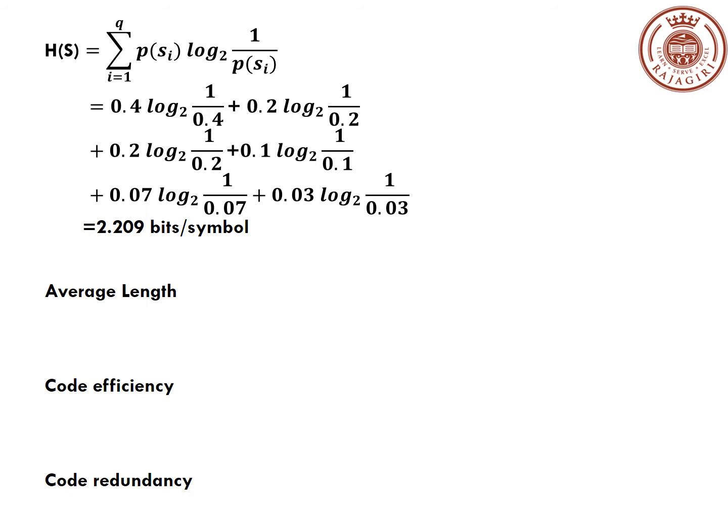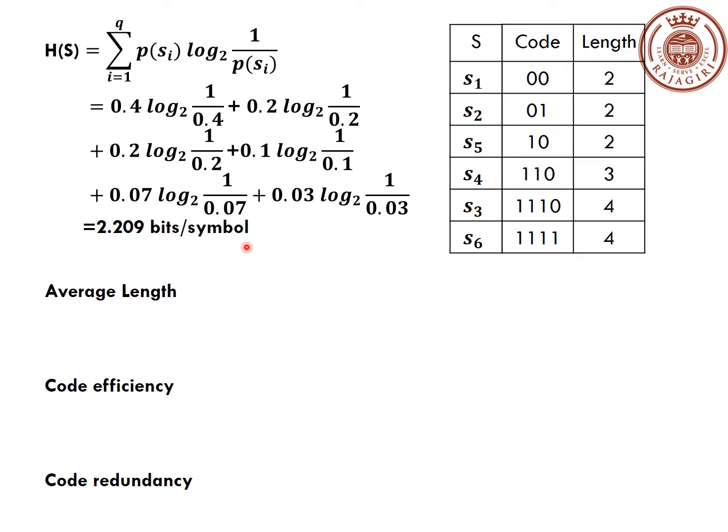The entropy of the source is given using the equation H(S) = sigma i = 1 to q, p(si) log 1 by p(si). So we know the probabilities of each and every symbol, and with that, I can find out the entropy of the source. There are 6 symbols, so for sigma i = 1 to 6, probability into log 1 by probability, and I get the final answer as 2.209 bits per symbol. This is something that we already know, the entropy of the source.